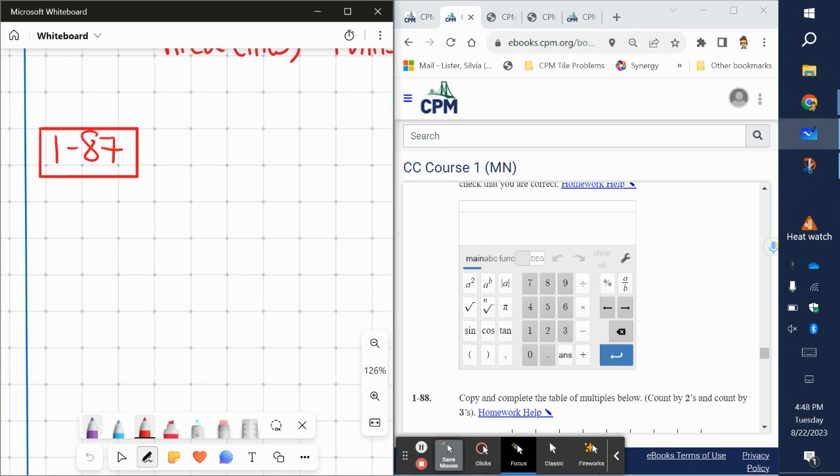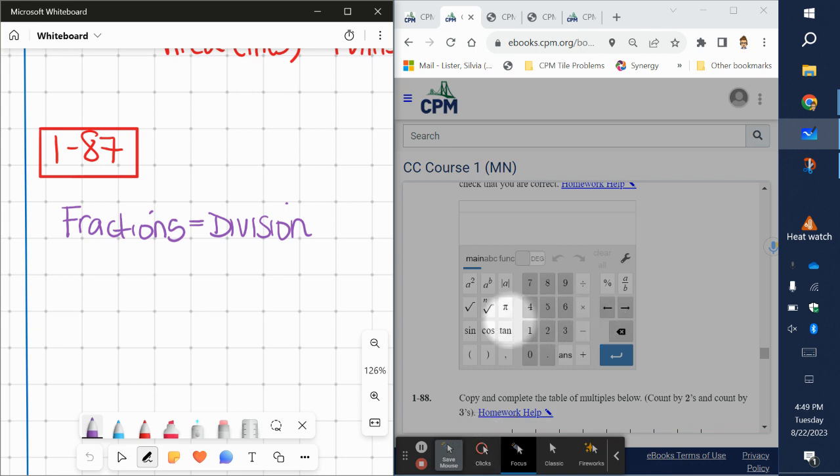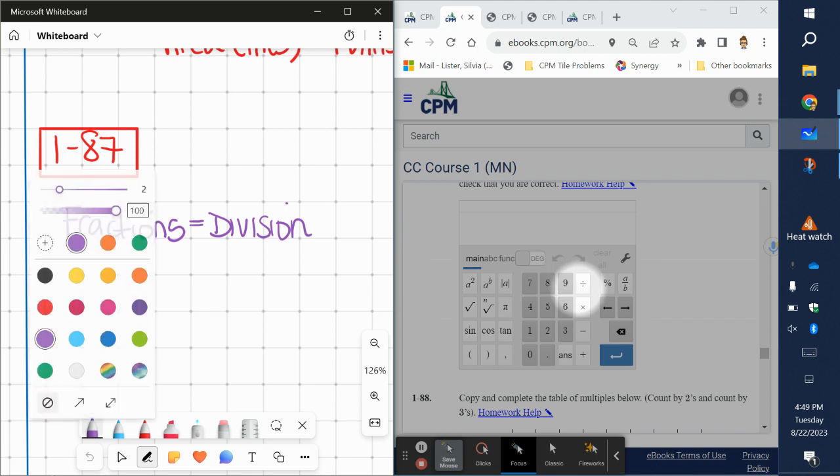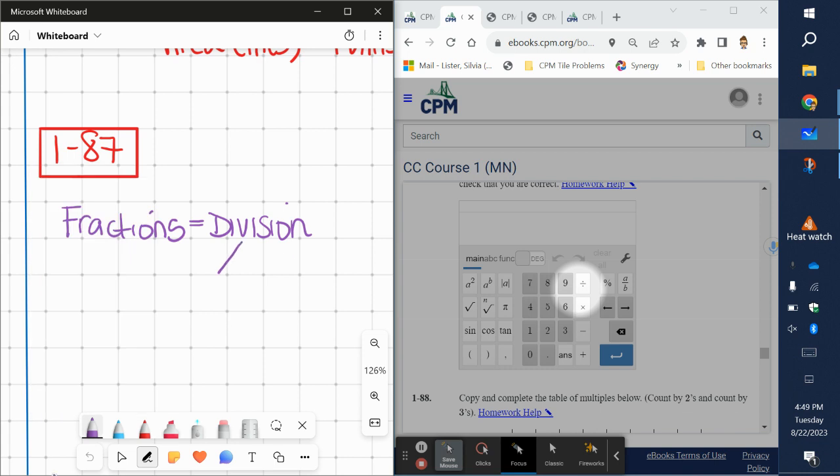Now, when you're thinking about fractions, what you want to remember is that fractions are division. So anytime I write a fraction, I want to use the division symbol on my calculator. And what's funny is that some calculators, it'll look like a slash, and some calculators, it'll look like a division symbol. So it could look like a slash, or it could look like this little division symbol that you saw in elementary school.